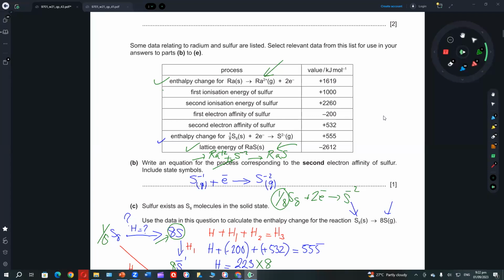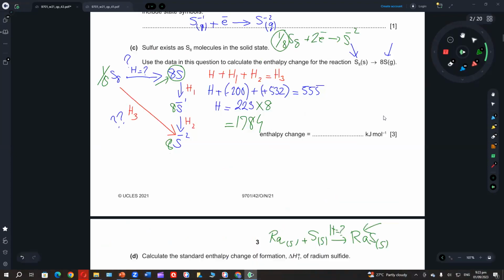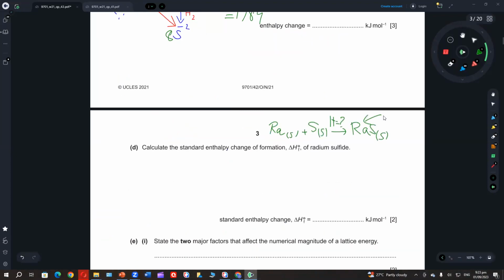Now, the third equation is a challenge because I have selected two equations. I have to consider the third equation. When we make formation, we always have to take all the elements in their standard state. Now the question comes: am I taking S or am I taking S8?